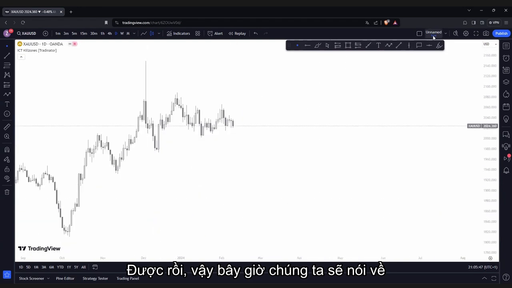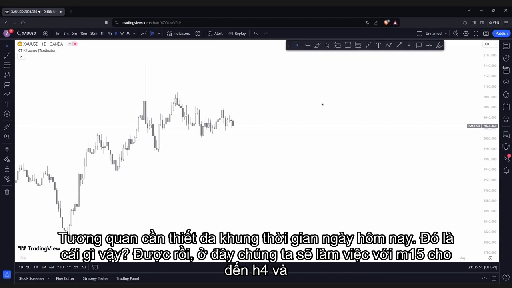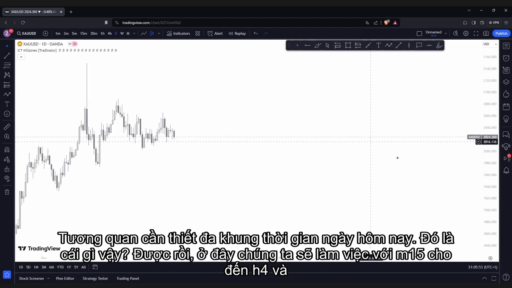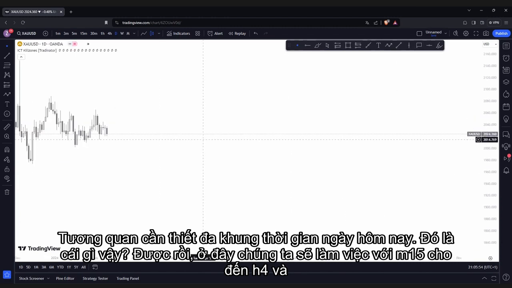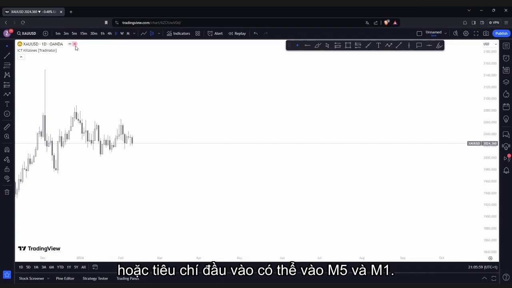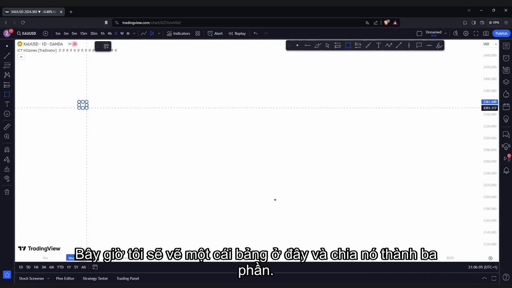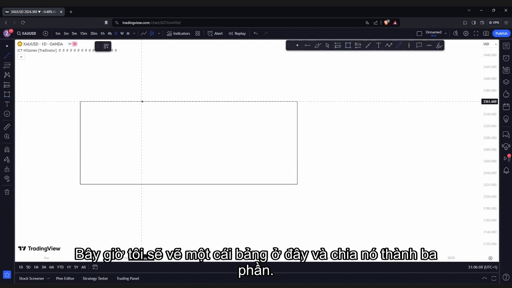Now we're going to talk about the essential correlation multi-time frame today. What's that? Here we're going to be working with M15 up all the way to H4, and for entry criteria, you can go to M5 and M1. I'm going to be explaining that in a second. Now I'm going to draw a table right here and split it into three.